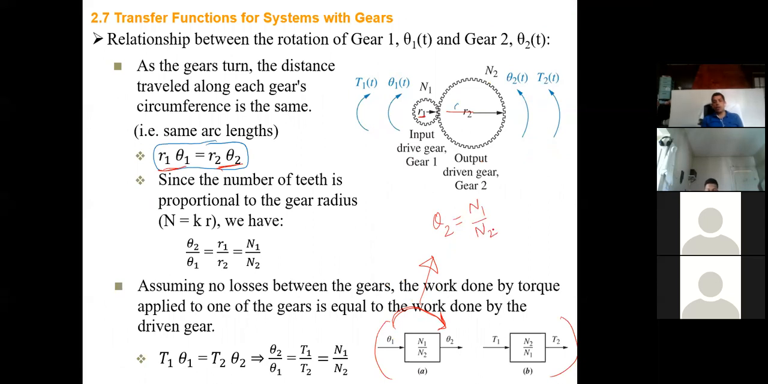N1 over N2 times theta 1. You can get this from here too, right? It's the same thing, but I have the picture here. Okay, you can do this or that. That's fine. When you go from theta 1 to theta 2, you multiply by N1 over N2. See? If you want to find theta 2, multiply theta 1 by N1 over N2. If you want to go from T1 to T2, you multiply by N2 over N1. So meaning T2 equals N2 over N1 times T1. You can get this from here too. See, it's the same thing. This gives you this.